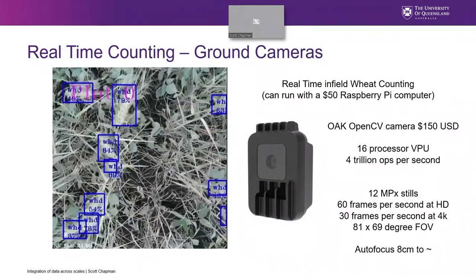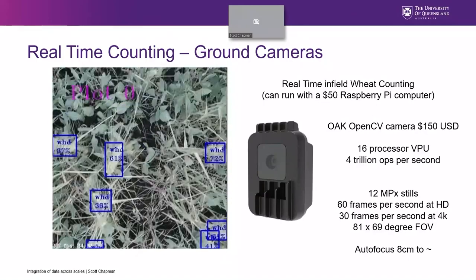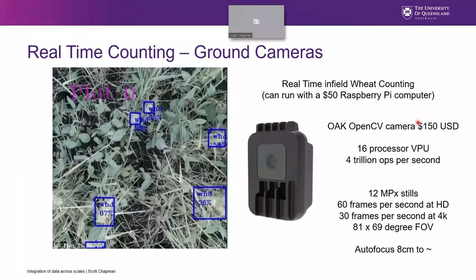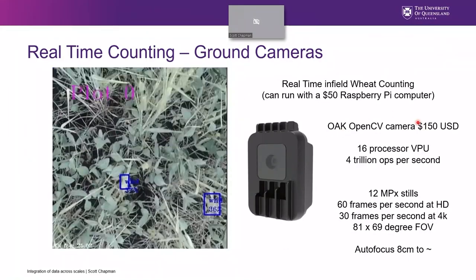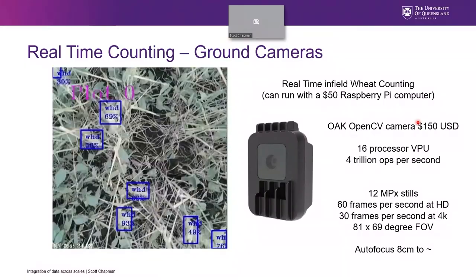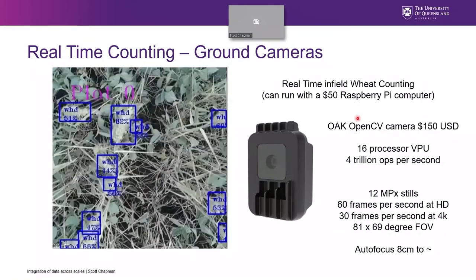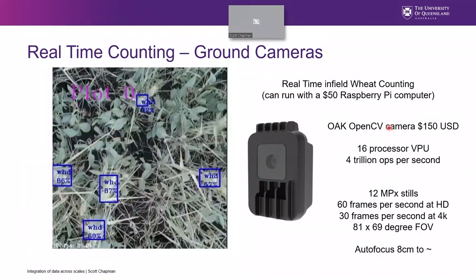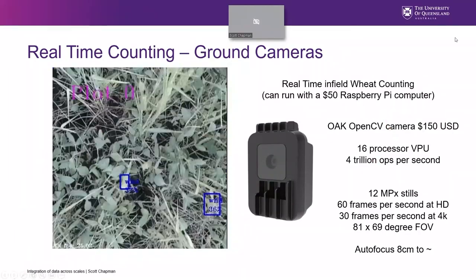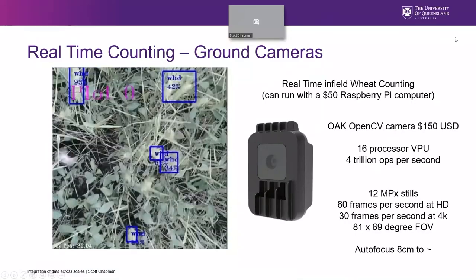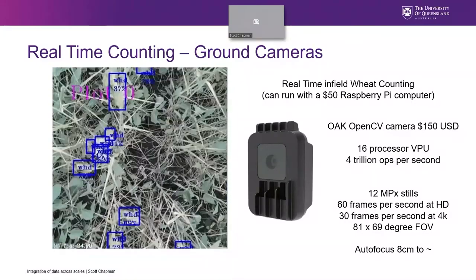So we've actually been mucking around with this in a real-time machine learning camera using this $150 camera that you can buy off the internet. Thanks to Etienne for pointing us at that at some point. And we've actually been testing this in the field, and we've got it running, and we're looking at ways that we might utilize it for scouting.